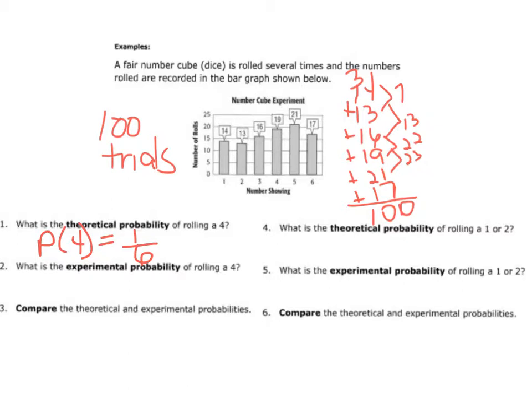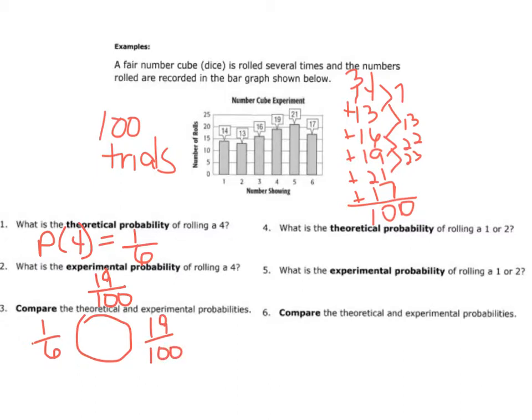Number 2 says, what is the experimental probability of rolling a 4? Now, experimental is when you use the graph. So how many 4s were rolled when we rolled the dice 100 times? 19. So that means the experimental is going to be 19 out of 100. Now, we're going to compare the theoretical and experimental probability. So theoretical is 1/6, and we're going to compare it to 19 over 100.